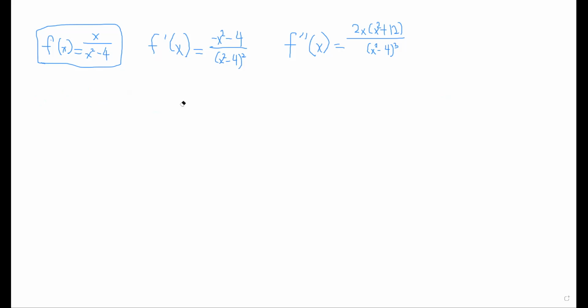Okay, so now we found that, first of all, let's do the easy stuff. Where does f prime prime x equal 0? That's pretty easy. It's at the origin.